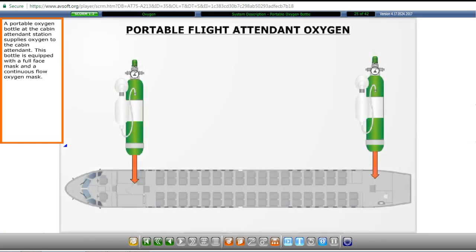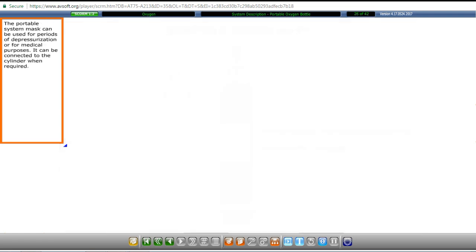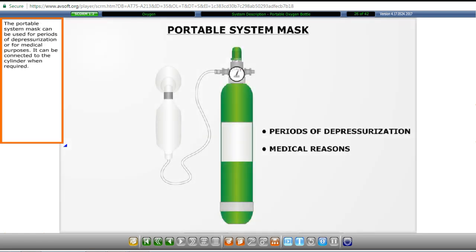A portable oxygen bottle at the cabin attendant station supplies oxygen to the cabin attendant. This bottle is equipped with a full-face mask and a continuous flow oxygen mask. The portable system mask can be used for periods of depressurization or for medical purposes. It can be connected to the cylinder when required.